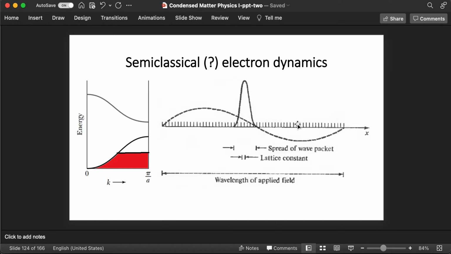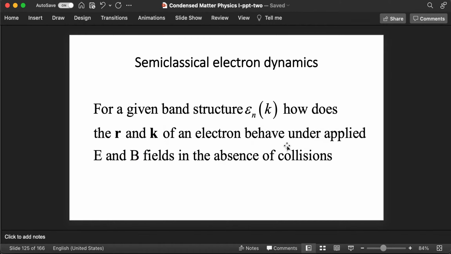So we will treat the electric and magnetic fields as classical, and we will treat the wave packet naturally, as the name suggests, quantum mechanically. So that's why it's called semi-classical. The periodic potential is treated quantum mechanically, but the external influences, the electric and magnetic fields, are treated classically. That's why it's called semi-classical.